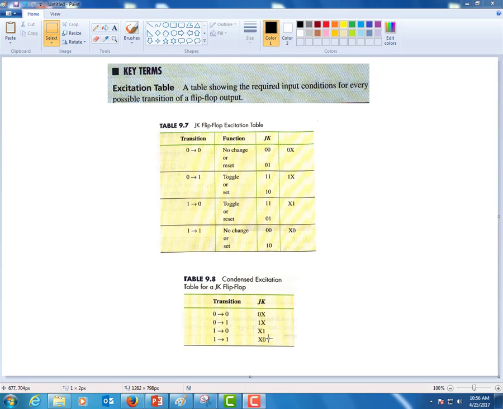I hope this has helped you in your understanding of excitation tables. In the next video, we are going to use them to solve a problem.